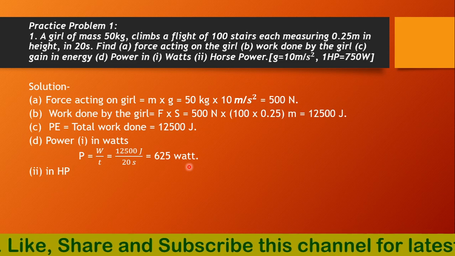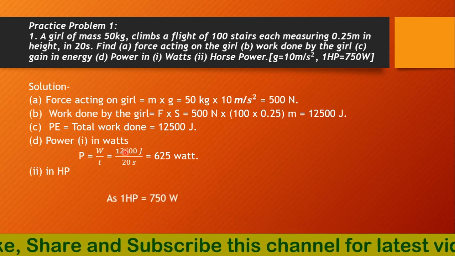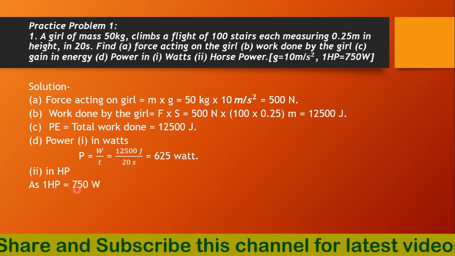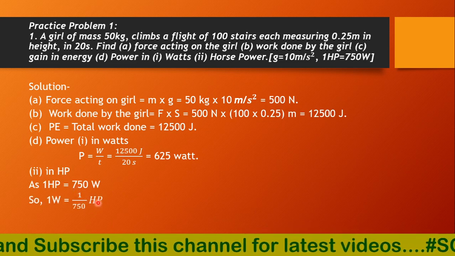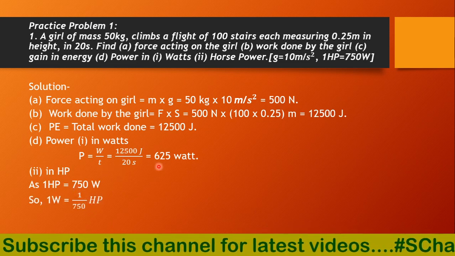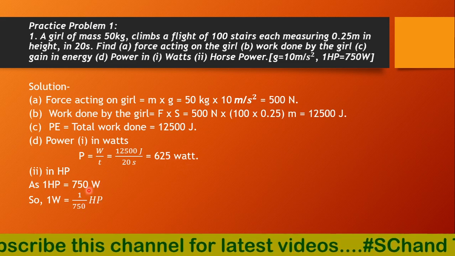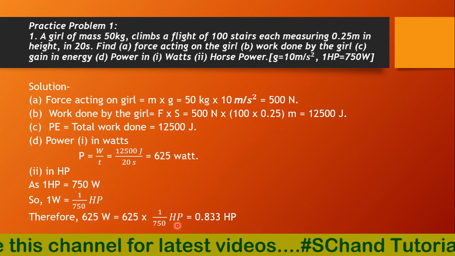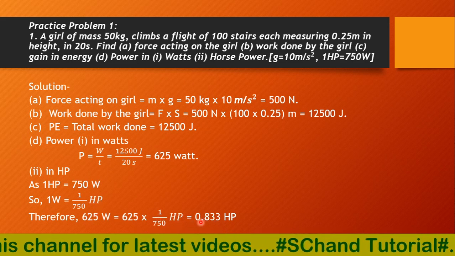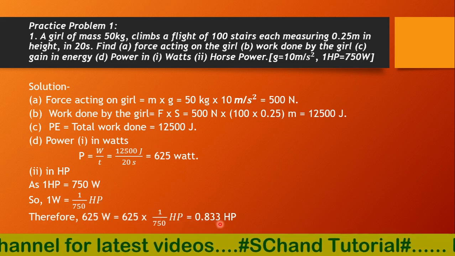In horsepower, we know 1 horsepower is 750 watt. So 1 watt will be equal to 1 over 750 horsepower. So 625 watt will be equal to 625 into 1 over 750 horsepower. So it will come out to be 0.833 horsepower.